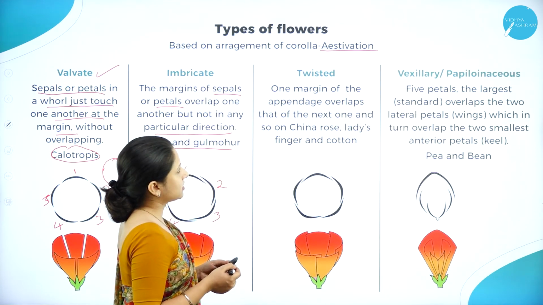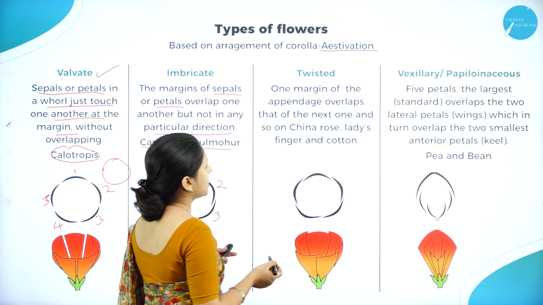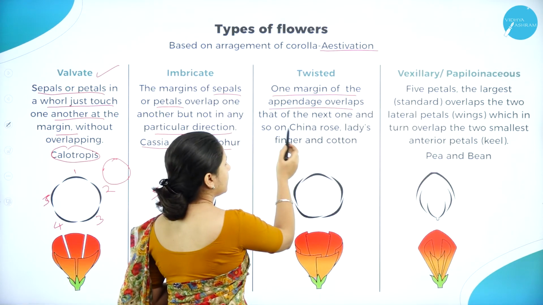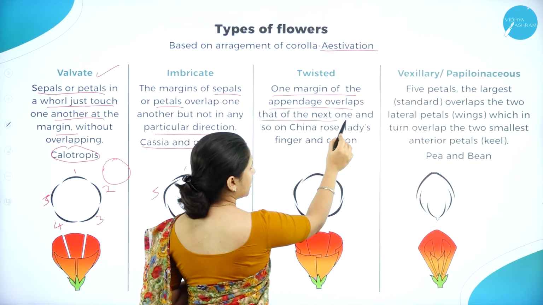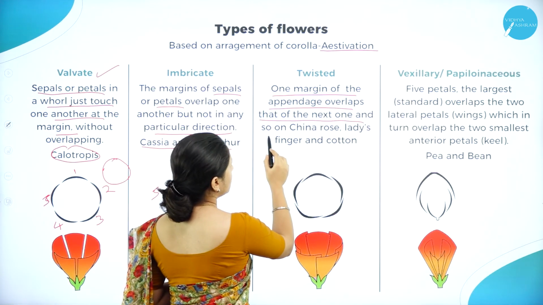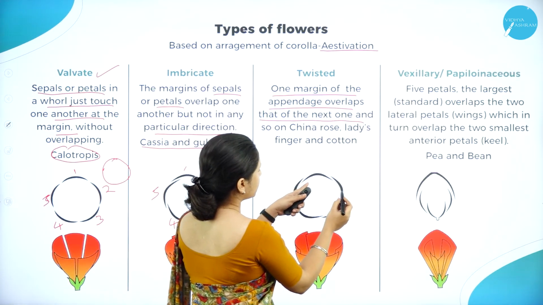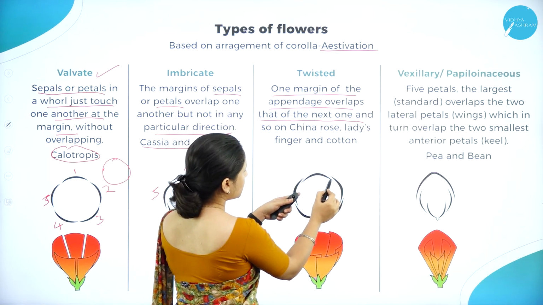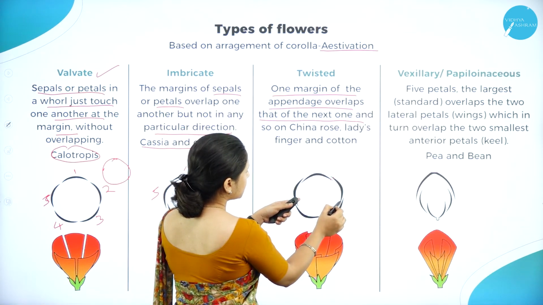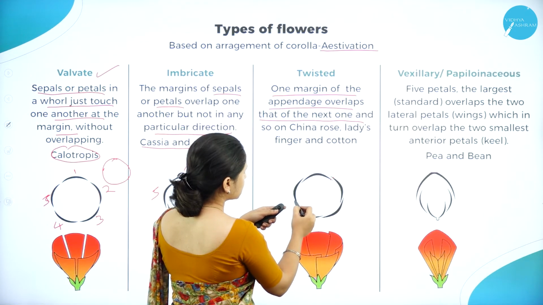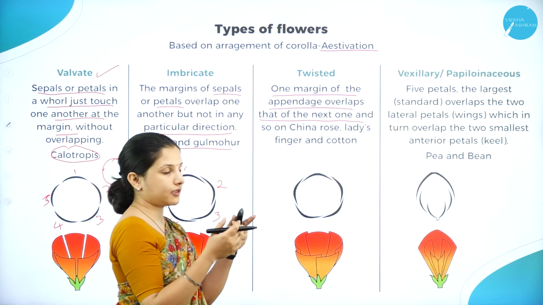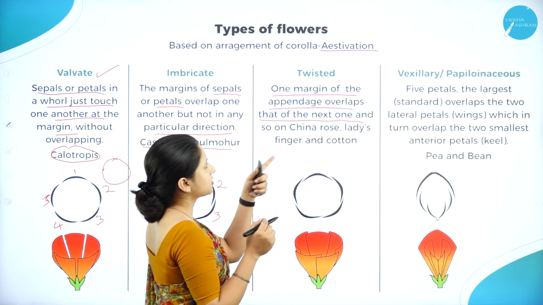In twisted estivation, one margin of the appendage, or the flower, or the petal, or the sepal, overlaps to the next one. So here, can you see here? Here one margin will overlap with this. So this margin is overlapping with this one, with this, with this, and this one with this. So each margin overlaps with one another. So that is why it is called twisted.